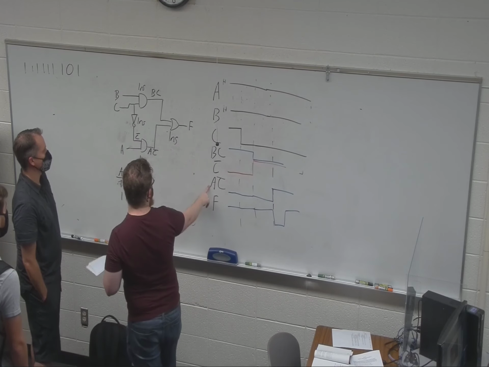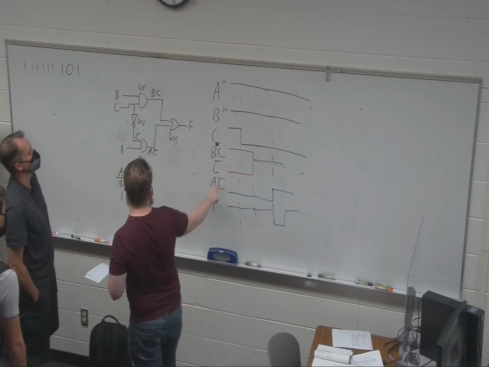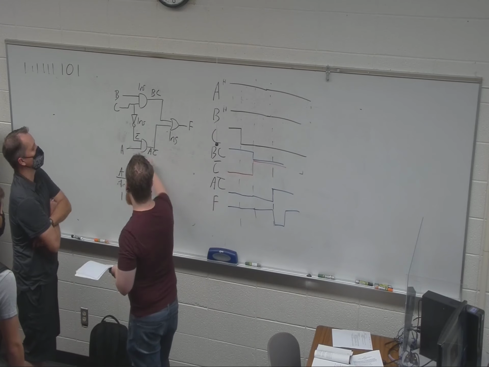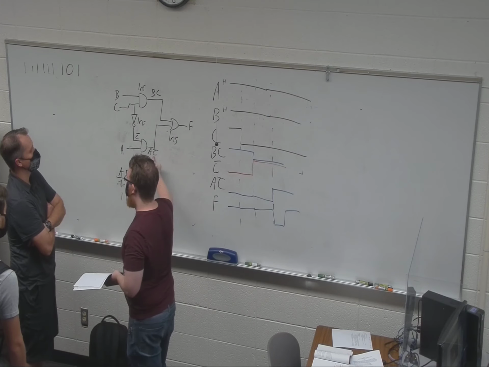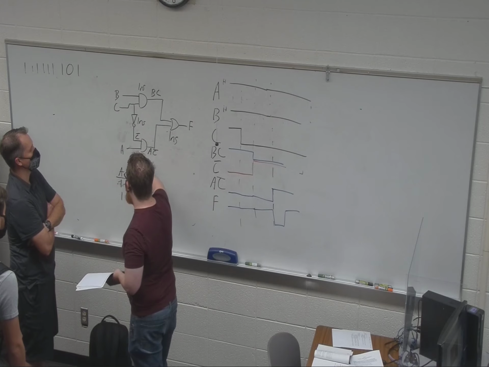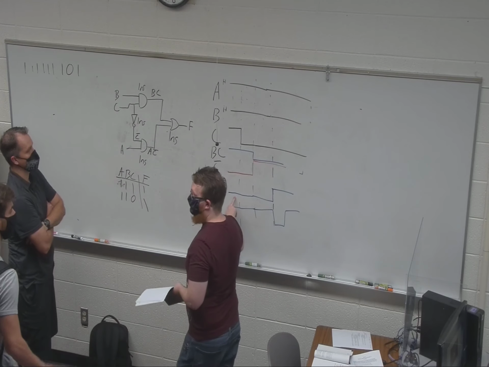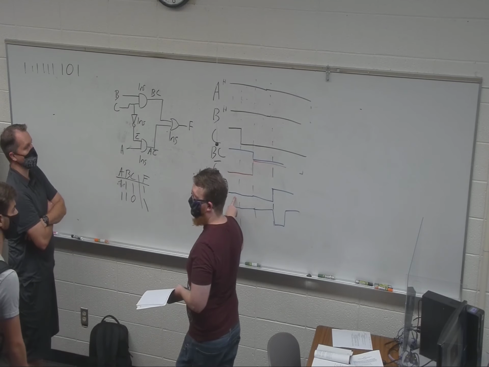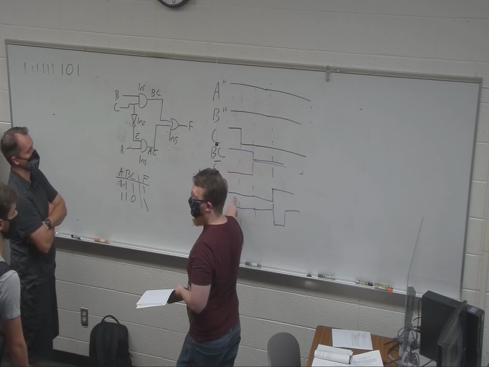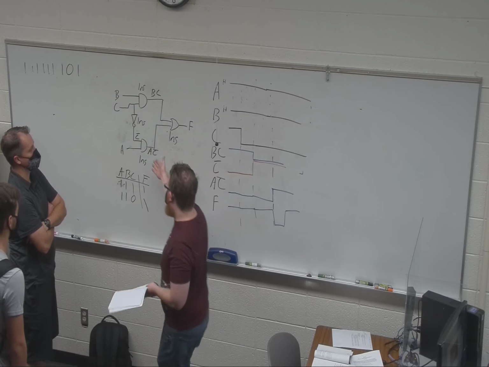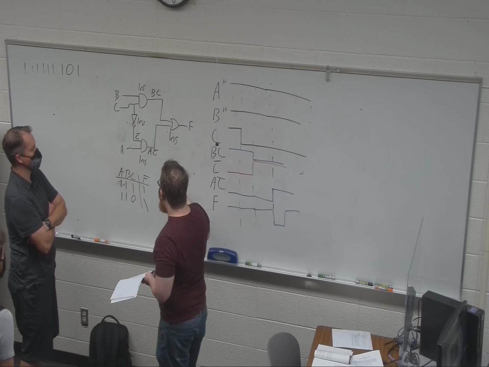Starting out, we have A and C, right? So that means this is 0. Because C is 1, this is 0, 1, 0 is 0. Yeah, that's just because it's an AND gate. Okay.